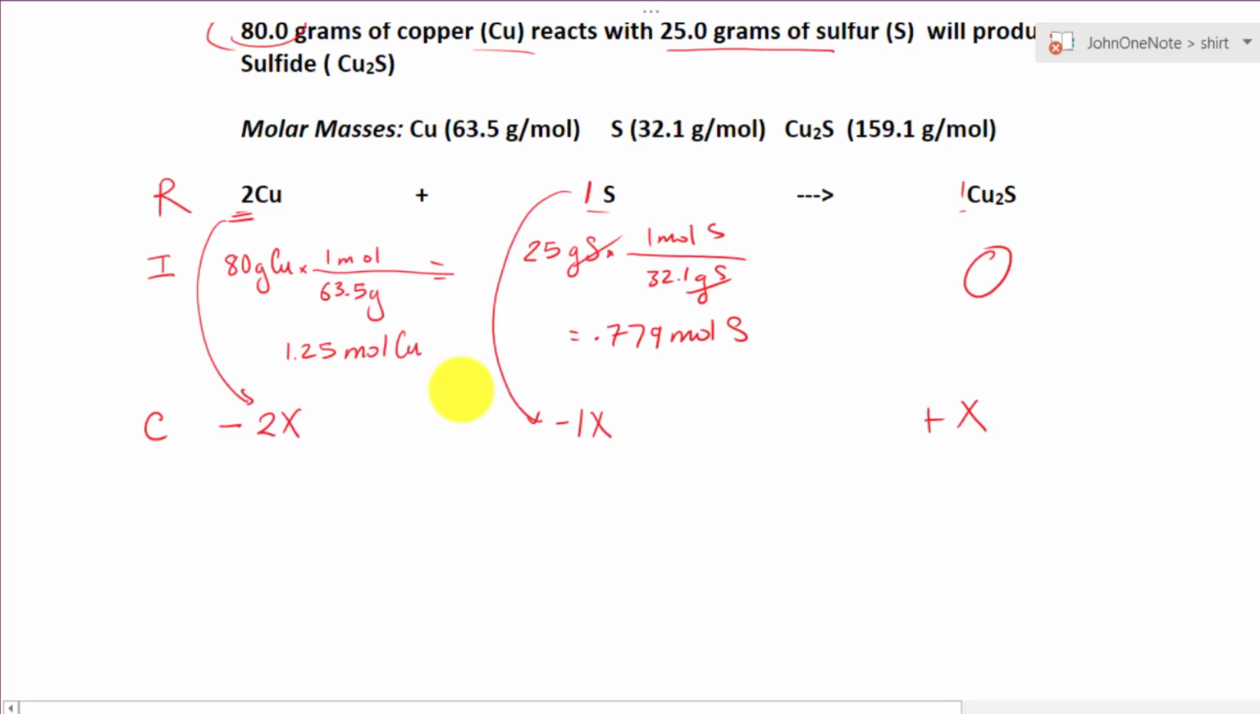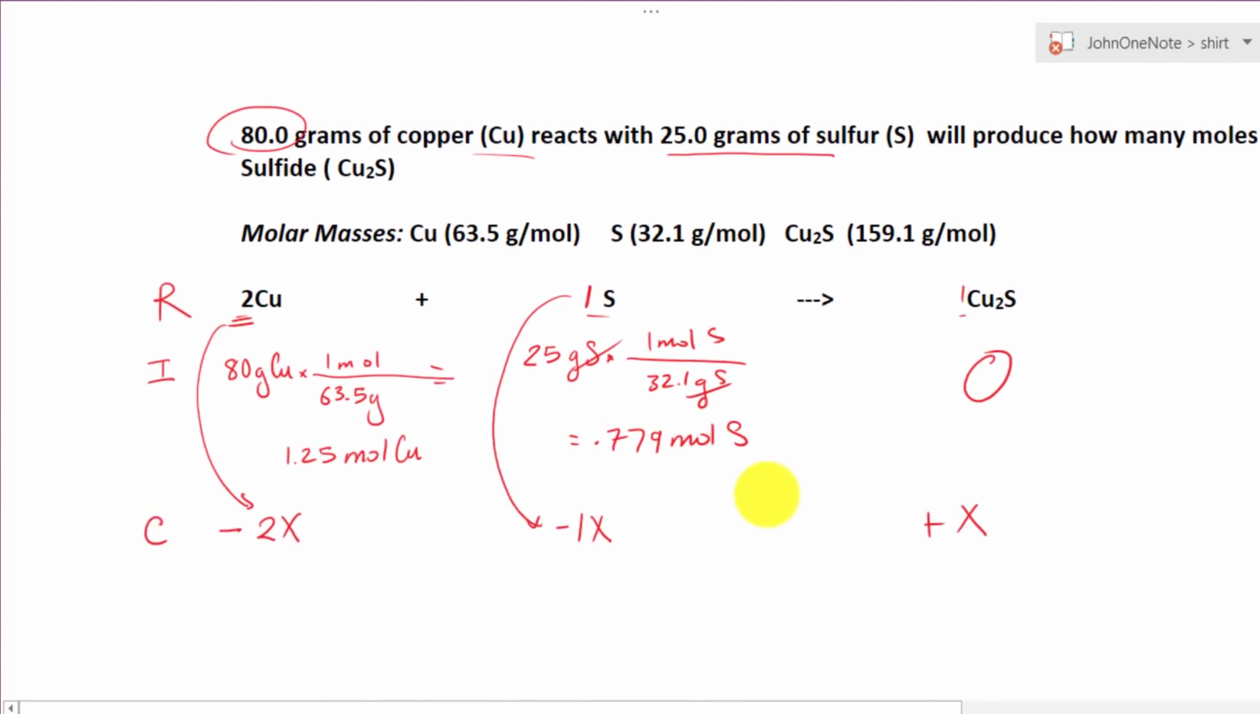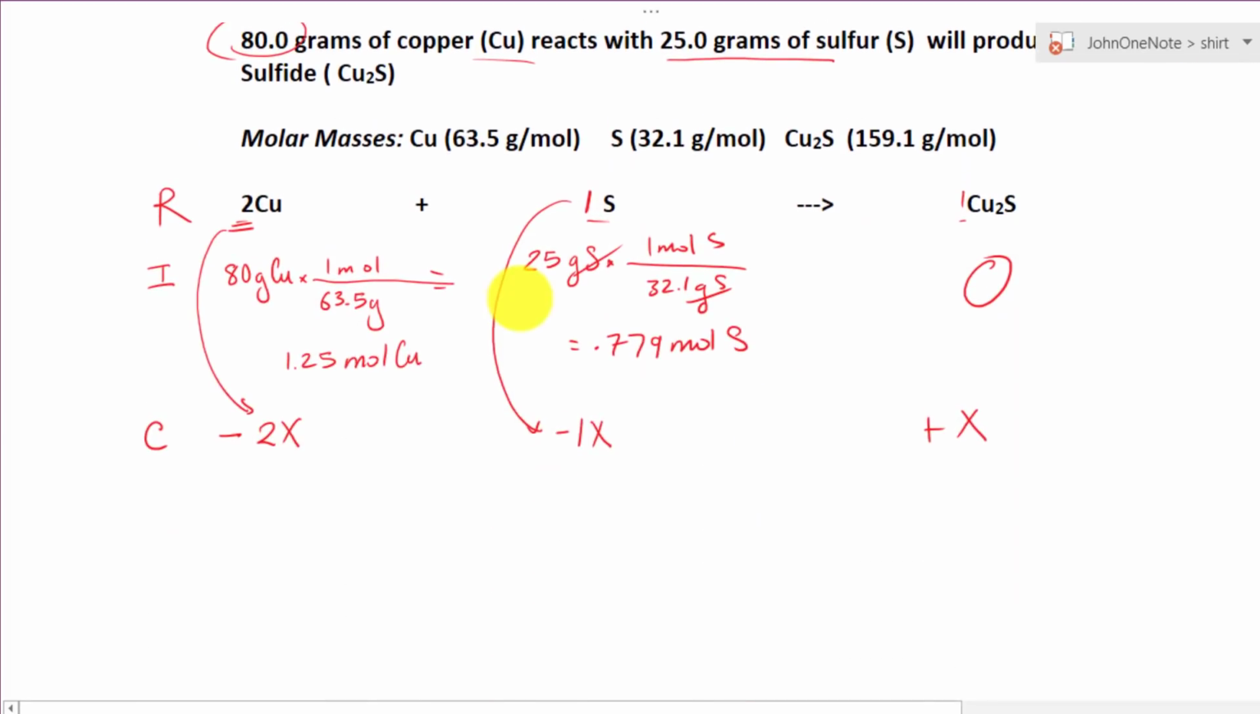So now this is where it's going to get tricky. Which one of the two reactants is limiting? Well, we don't know, so we have to use this strategy. We have to assume that both of them are limited. And then from there, we look at each of the X values. So how does that work? If they are limited, that means all of them are going to be used up.